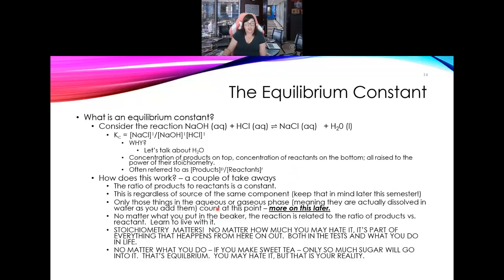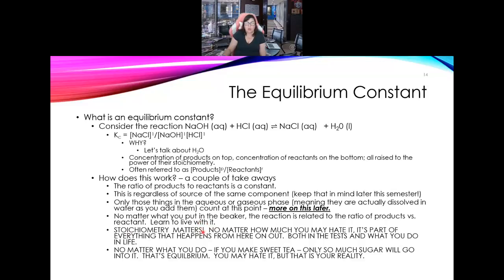Only things in the aqueous and gaseous phase are going to be in this K, all right? And no matter what I put in the beaker, the reaction is related to the ratio of products versus reactant, okay? That's what it is.